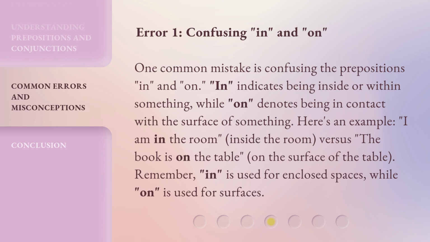Error 1. Confusing in and on. One common mistake is confusing the prepositions in and on. In indicates being inside or within something, while on denotes being in contact with the surface of something. Here's an example. I am in the room, inside the room, versus the book is on the table, on the surface of the table. Remember, in is used for enclosed spaces, while on is used for surfaces.